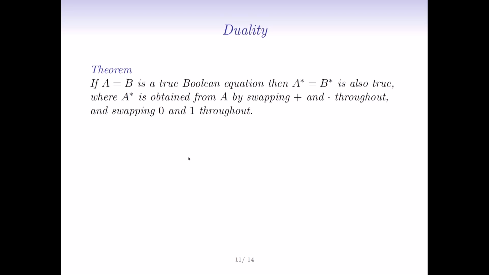So here's a useful theorem of Boolean algebra called the duality theorem. For any true equation in Boolean algebra, let's say a equals b, then we have that a star equals b star is also a true equation. And here a star and b star are obtained from a and b by swapping plus and dot and swapping 0 and 1. So you write plus for every dot and dot for every plus, and the same for 0 and 1. Why should this be true?